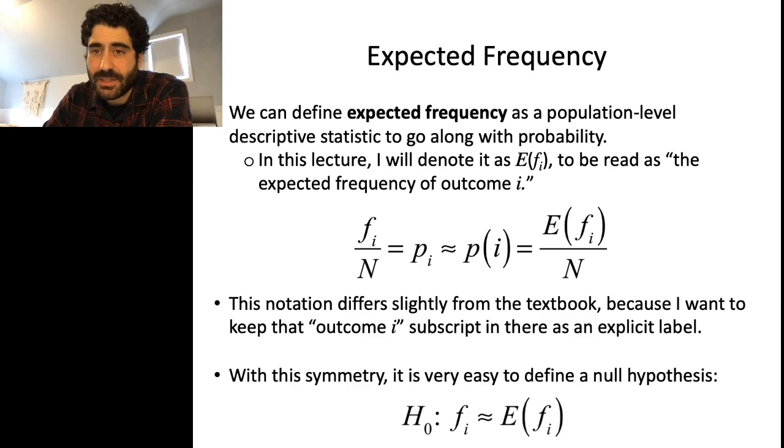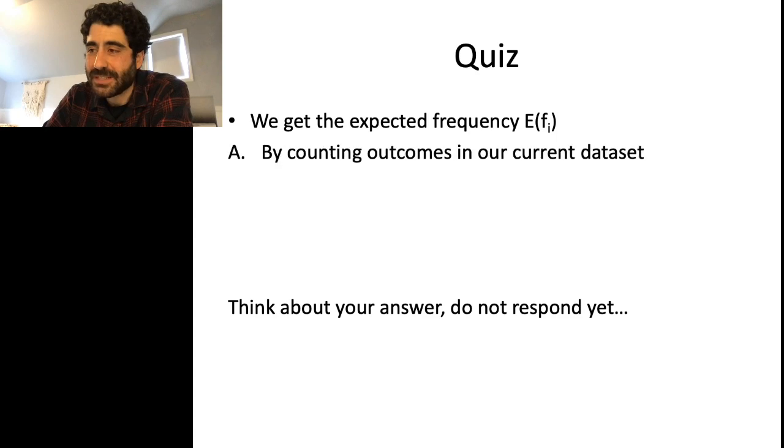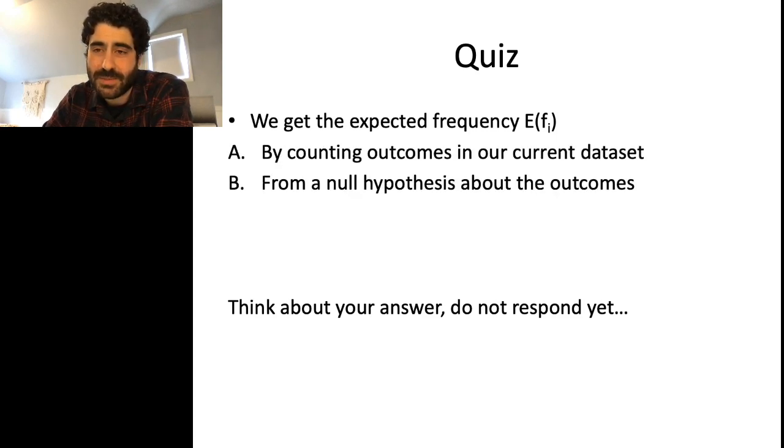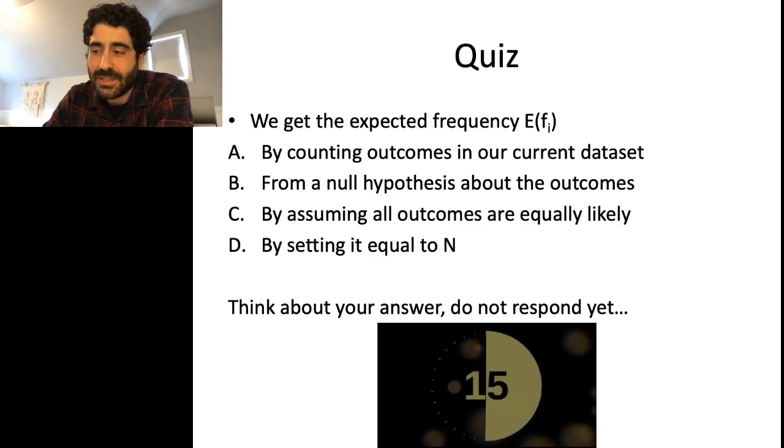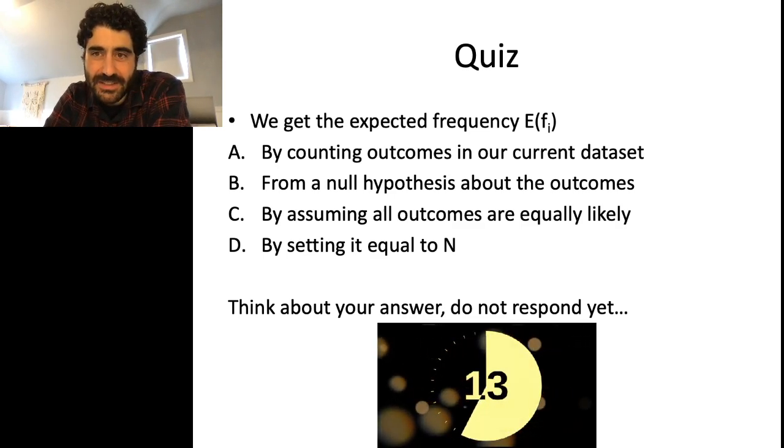Okay, let's take a quick quiz break. Which of these is correct? A, by counting outcomes in our current data set. B, from a null hypothesis about the outcomes. C, by assuming all outcomes are equally likely. Or D, by setting it equal to n. I'll just give you a few seconds to think about it.